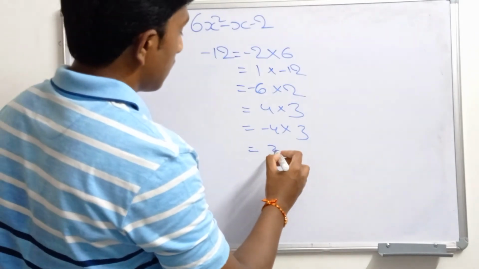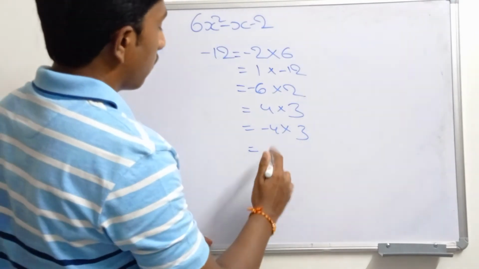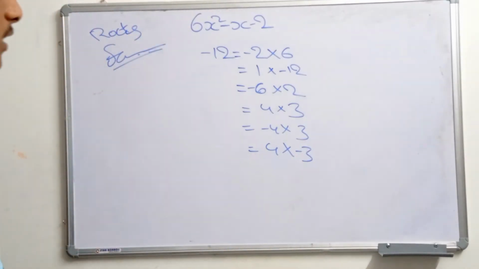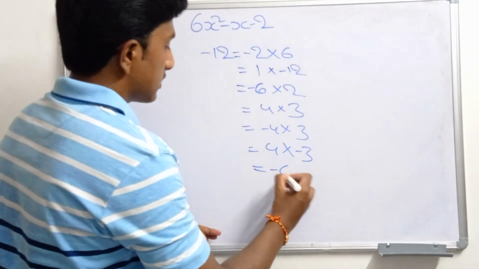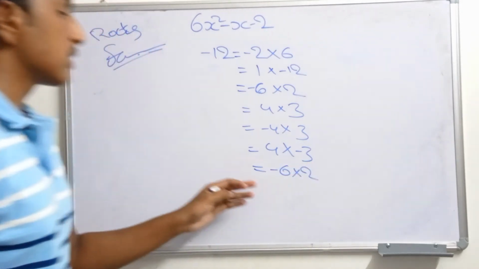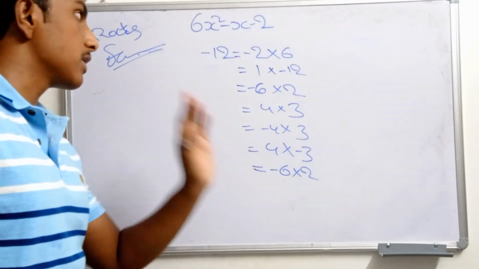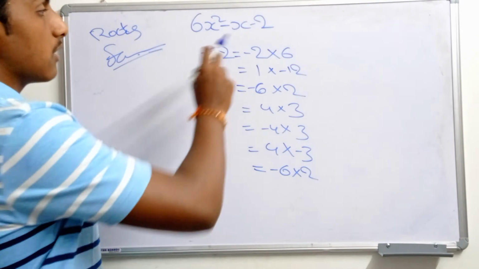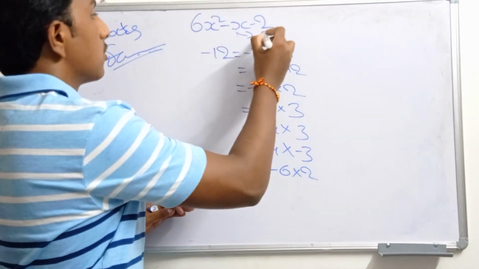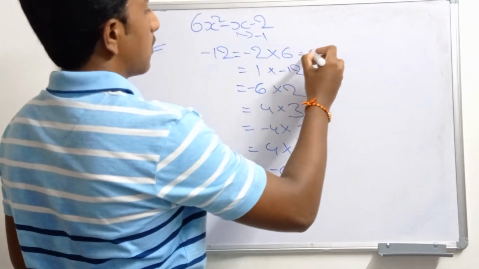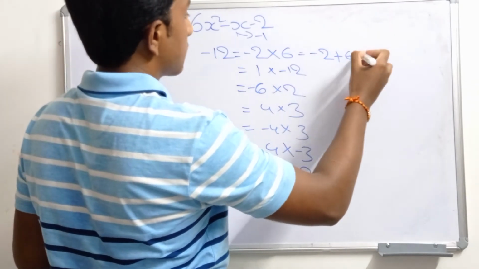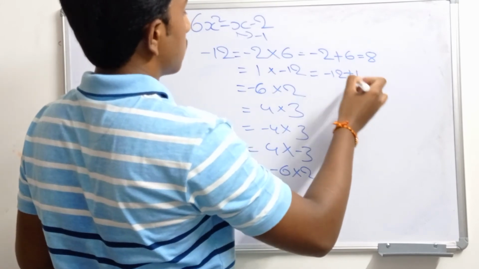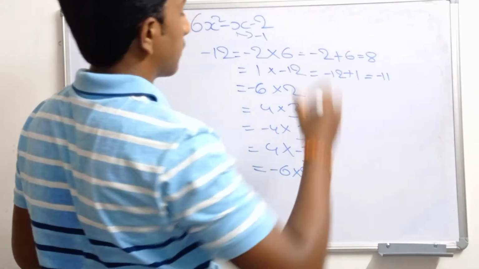Okay guys, that's all. 4 into −3 can also be written, because 4 into −3 is equal to −12, and −6 into 2 can also be written, because 6 into 2 is equal to 12. 12 into −1 is equal to −12. Okay guys, now check the factors in such a way that if you add, you should get −1. −1 plus 6 is equal to 5, and −12 plus 1 is equal to −11.